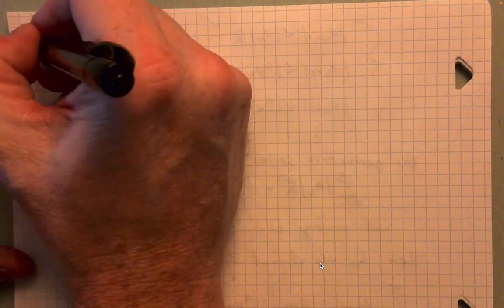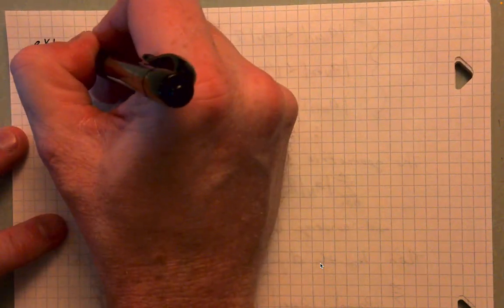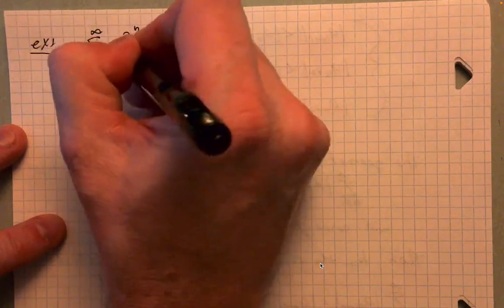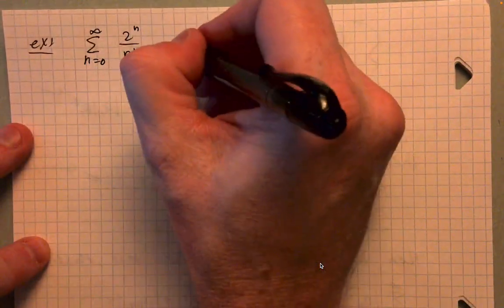All right, perfect. So let's take a look at some examples using the ratio test. Very powerful test, extremely useful. We use it all the time. Example. Let's consider this series, n equals 0 up to infinity of 2 to the nth power over n factorial. Does it converge?